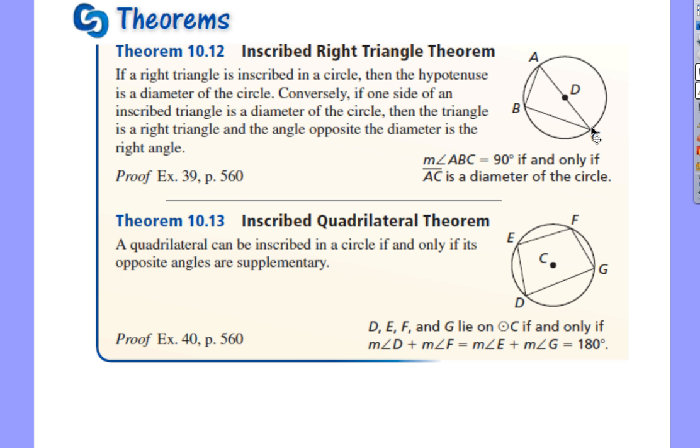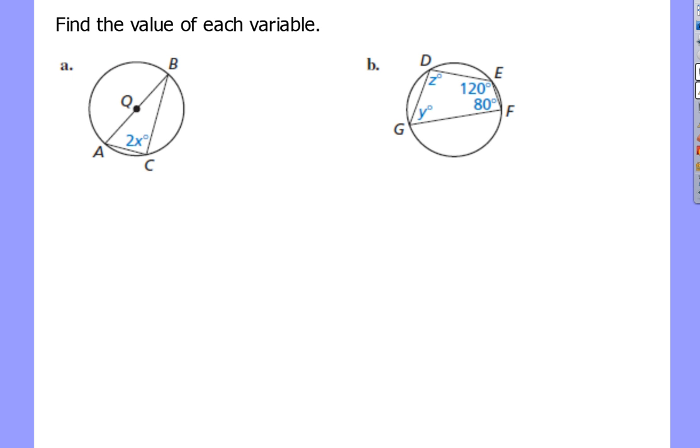Okay, and remember, to be inscribed, all vertices have to be on the circle. So I'm not just saying the only way I can put a right triangle in the circle is to have the diameter as the hypotenuse. I'm saying the only way I can inscribe it is by specifically having the vertices on the circle. Okay, so let's take a look here at an example where we focus on that specifically.